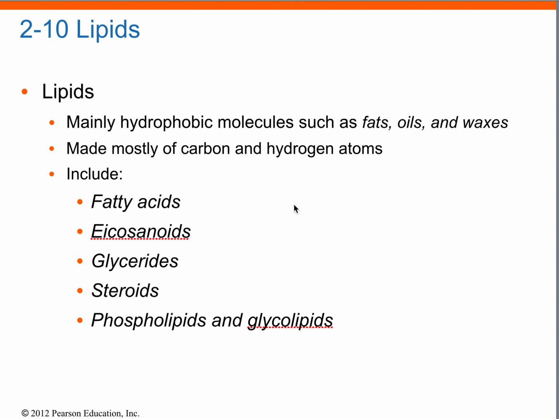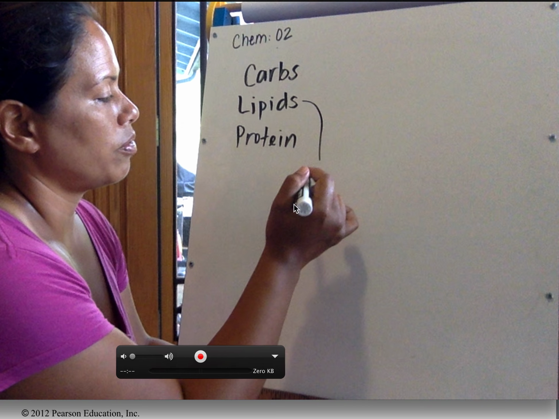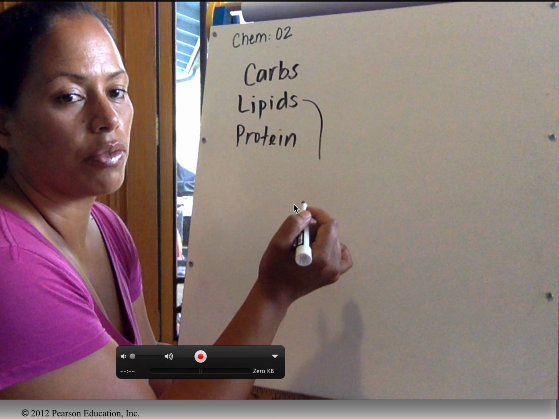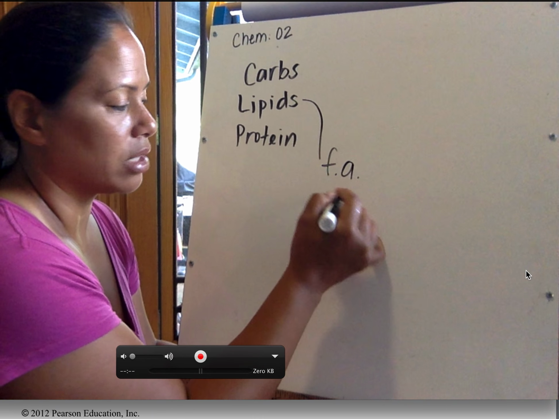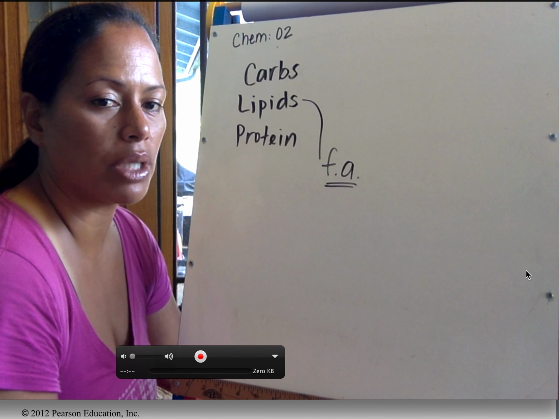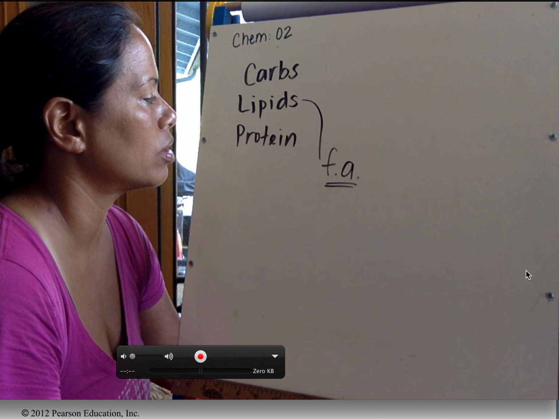Okay, so let's move on to lipids. The basic functional unit for lipids that I want you guys to remember are fatty acids. So fatty acids, key for my exams and my quizzes. Fatty acids are related to lipids.